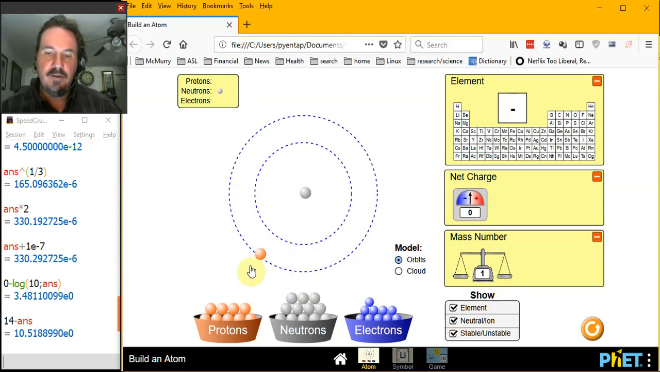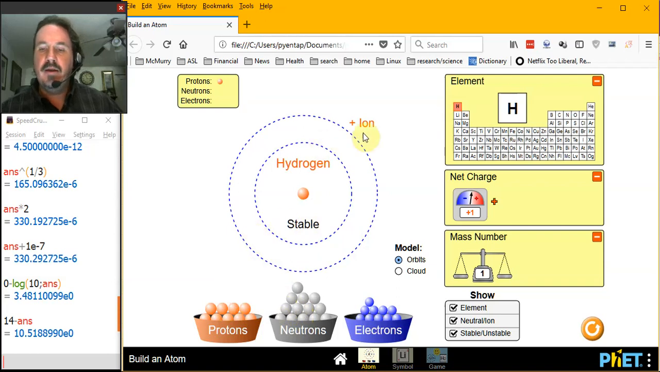Let's go ahead and take that off here. I pulled the wrong one off. Put that proton back on. Okay, there we go. And it is an ion with a +1. If we add an electron out here, now we're back down to neutral because the positive proton balances the negative electron. Mass number is not affected by the electrons.